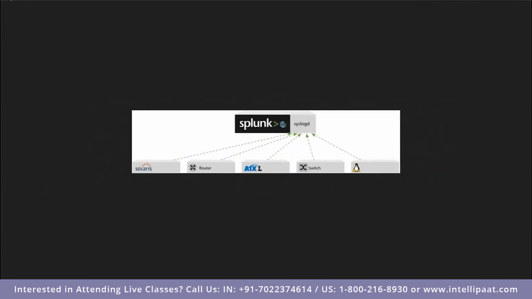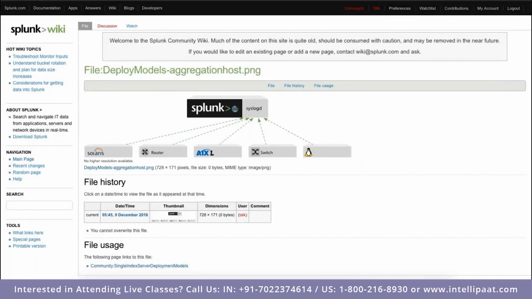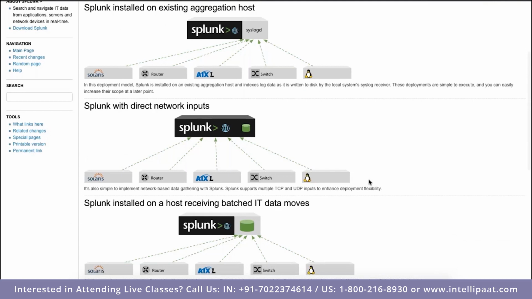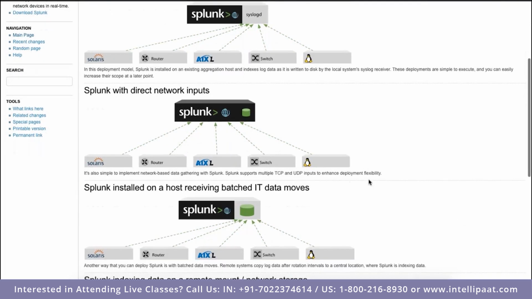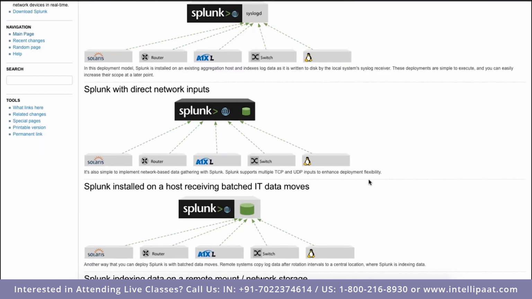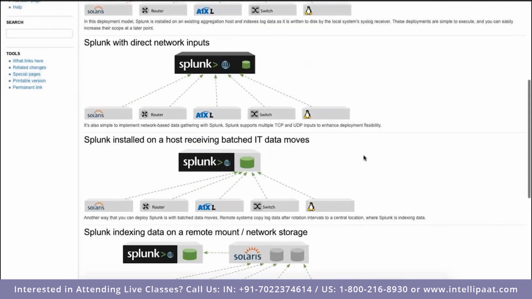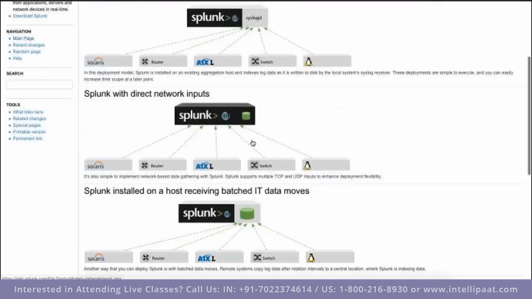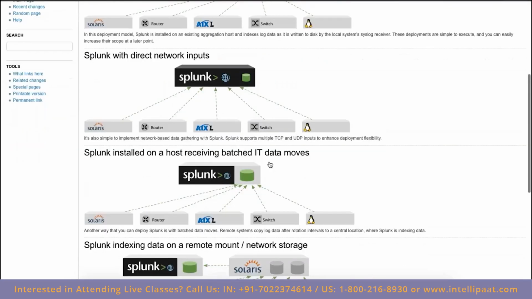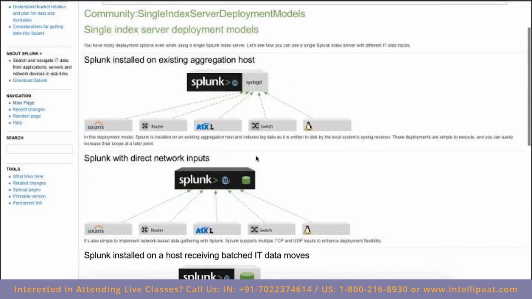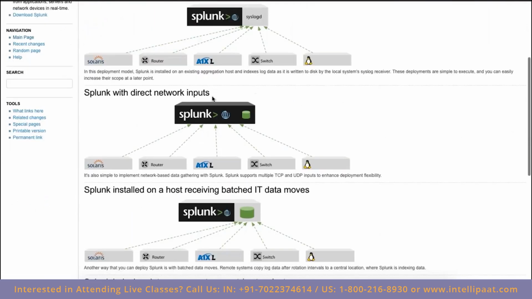Now, let's go back to these models of deployment. This is one model, Splunk with the direct network inputs. You see this again, because syslog typically uses UDP, because it doesn't care whether the receiver is there or not. So you have all these things. However, syslog records it, and then all these things are stored in the Splunk's database, correct? What you see here is Splunk installed on an existing aggregation host. It uses simple syslogd. Splunk with the direct network inputs, right?